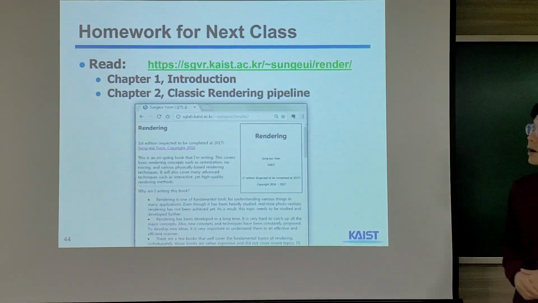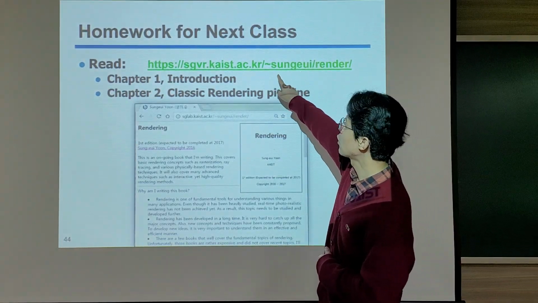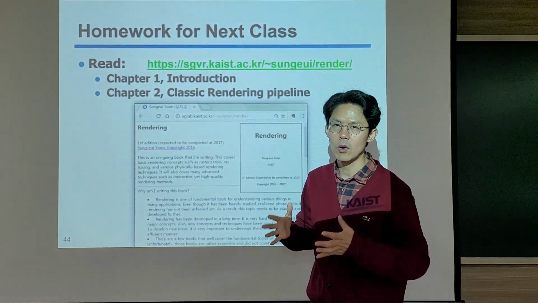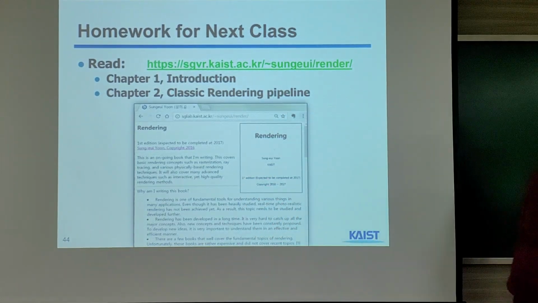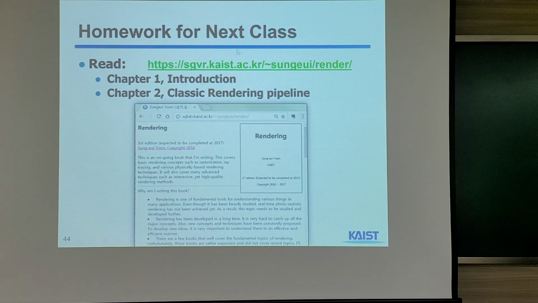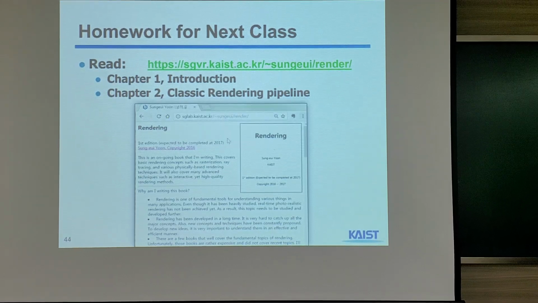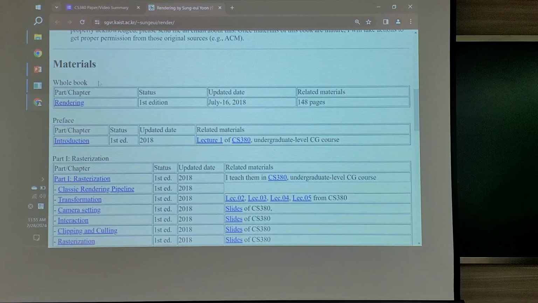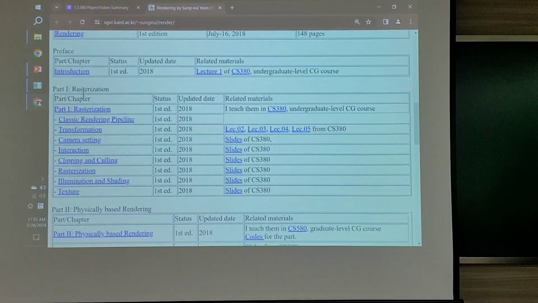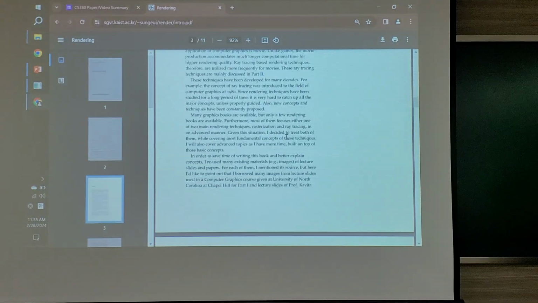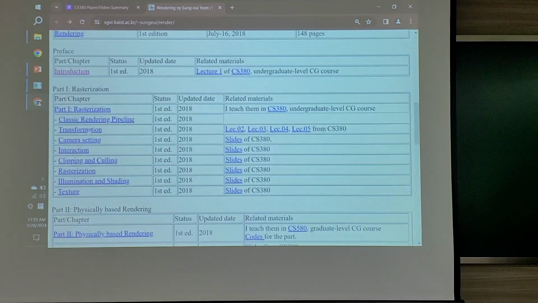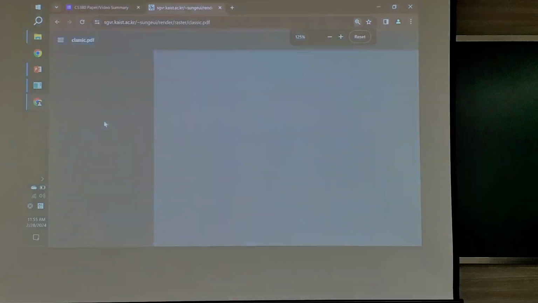Also, this is another homework. You need to go over the introduction, also chapter 1 and chapter 2, the rendering pipeline. I cannot talk about low level details here, but there is lots of more detailed information. If you click this one, here is the whole book, and chapter 1 is the introduction, with lots of information about what I talked about in the class, and this should be chapter 2, the rendering pipeline.